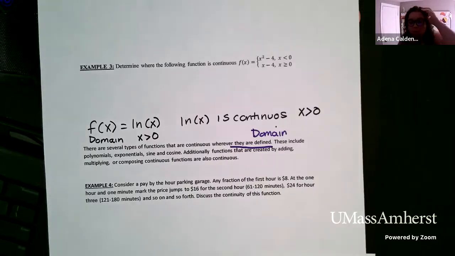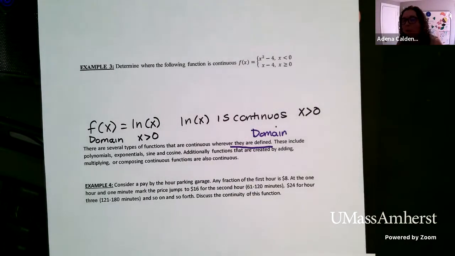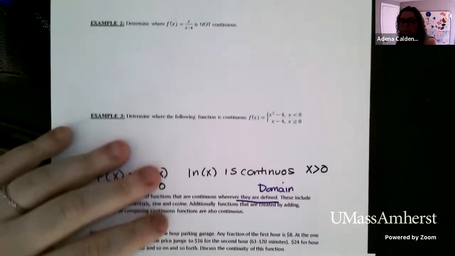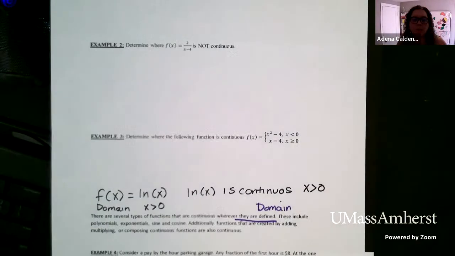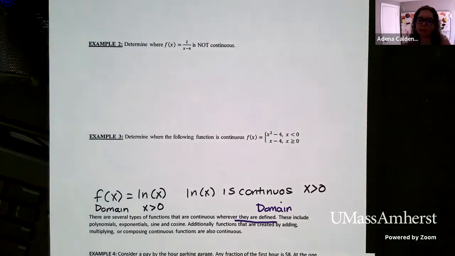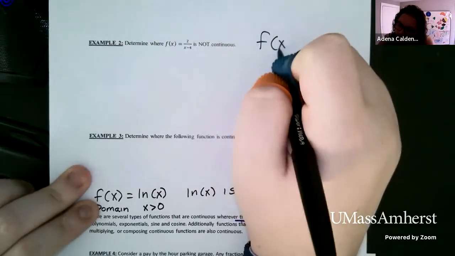That's how I want you to think about it when you're just given some function and asked, where is this continuous or where is this not continuous? You need to think, what is the domain of this function? Okay, so keeping that in mind, let's go back to example 2 here. Determine where the function f of x equals 2 divided by x minus 4. I'm going to write this a little bit bigger here.